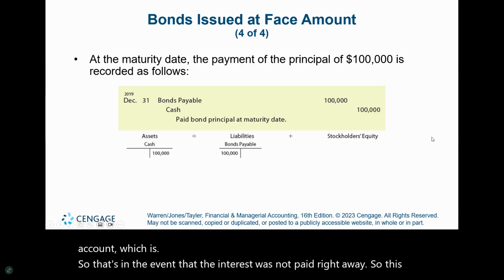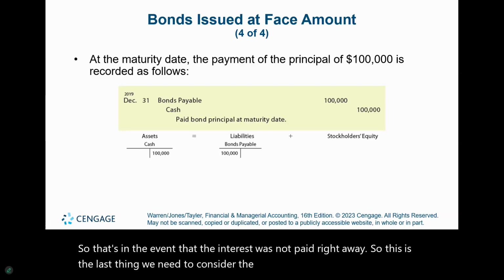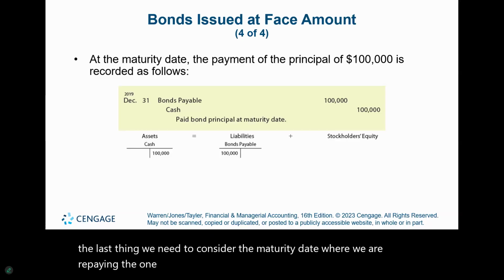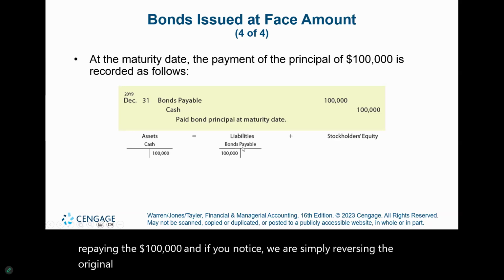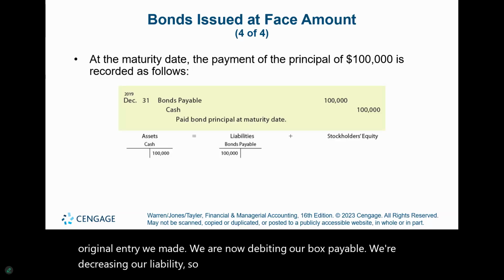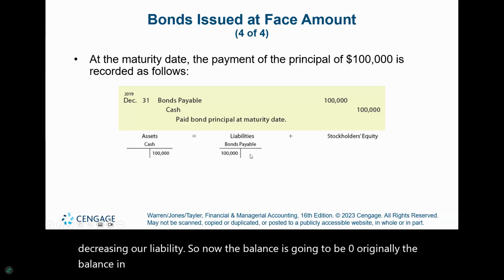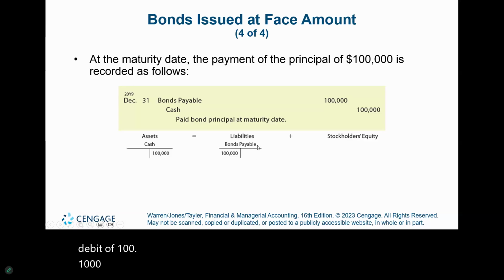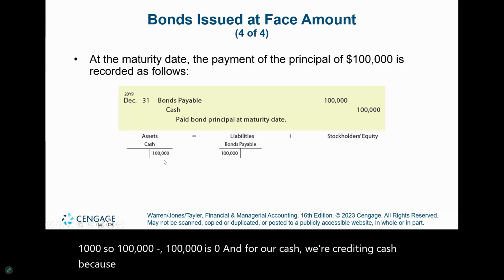So this is the last thing we need to consider, the maturity date, where we are repaying the $100,000. And if you notice, we are simply reversing the original entry we made. We are now debiting our bonds payable. We're decreasing our liability. So now the balance is going to be zero. Originally, the balance in the bonds payable was $100,000 credit. And now we have a debit of 100,000. So 100,000 minus 100,000 is zero. And for our cash, we're crediting cash because our cash is decreasing.